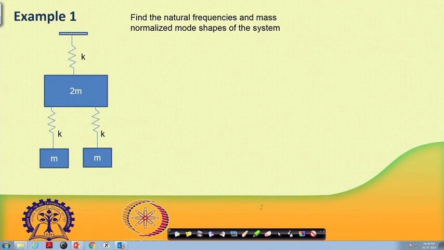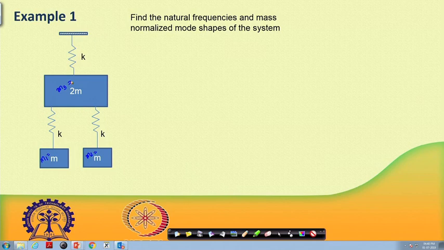So, let us start with this example. This is a 3 degree of freedom system with 3 masses. The first mass is m1, which is equal to m. Then there is a mass m2, which is also equal to m, and there is a mass m3, which is 2m. Each of these masses is connected in the form given in the figure, and the spring constants for all the 3 springs shown are k.